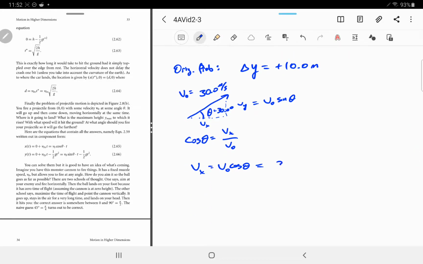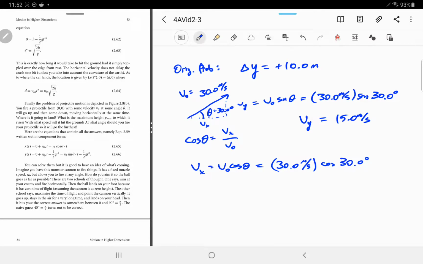So Vx is 30 meters per second times cosine of 30 degrees. And V naught sine theta is 30 sine 30 degrees. The reason I jumped over to the y component is sine of 30 degrees is easier than cosine 30 degrees. So Vy is equal to, sine 30 degrees is 1/2, so this is 15.0 meters per second. Vx is equal to 30 times square root of 3 over 2, which is a little tougher for me.